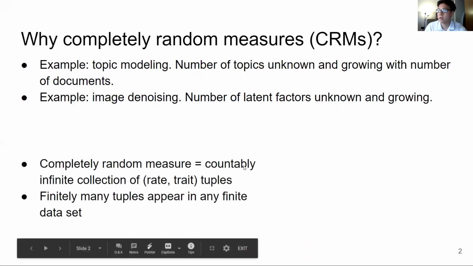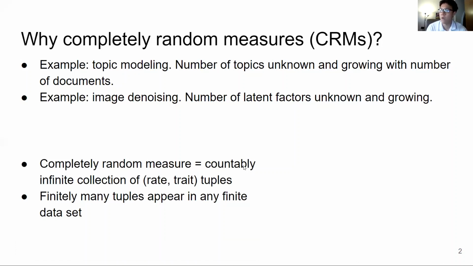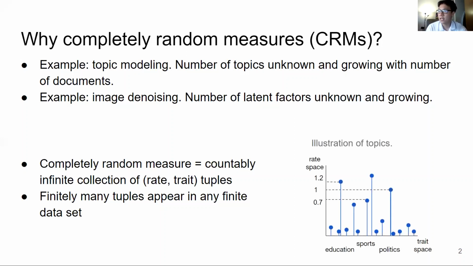One way to model a growing and random number of topics is with a completely random measure, or CRM. The CRM gives a countable infinity of rate-topic tuples at the population level. In the associated figure, each blue dot represents a topic. The y-axis is the rate component of the topic. At what rate does the topic occur in the corpus? The x-axis is a parameter describing the topic.